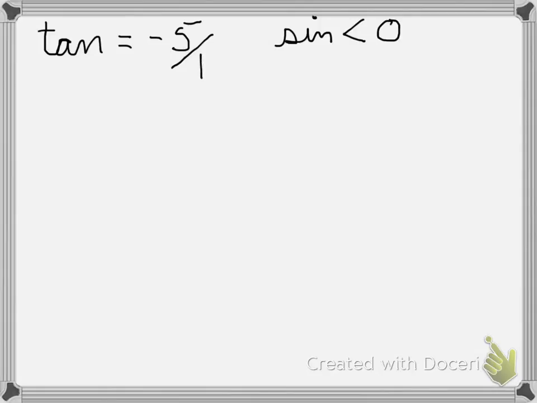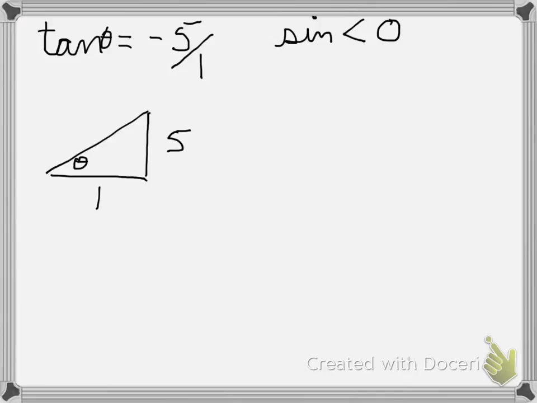The next one we wanted me to look at was something like the tangent is equal to -5, and then we told you that the sine was less than 0. Well, let's think about tangent. Tangent is opposite over adjacent. So if I came in here, and again, I'm making one of my little triangles, there's my angle theta.